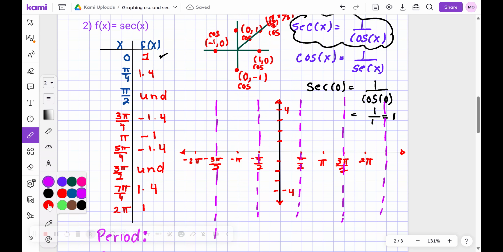Okay, so let me graph. So 0, 1. Then pi over 4 is 1.4, so that will be 1, 1.4, and my other one over here, see?